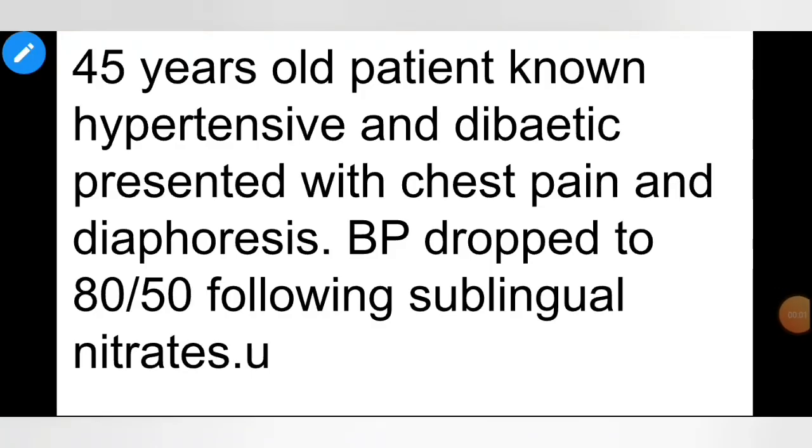All right. So let's begin with our first case. This is a 45-year-old patient, non-hypertensive and diabetic, who presented to us with chest pain and diaphoresis. His BP dropped to 80/50 following sublingual nitrate. So this dropping of BP following sublingual nitrate points towards something, and I'm sure you know it. I'm sure you're smart enough, you know it, but let's wait for the ECG strip.